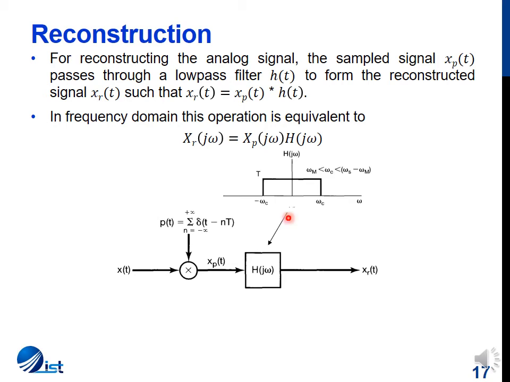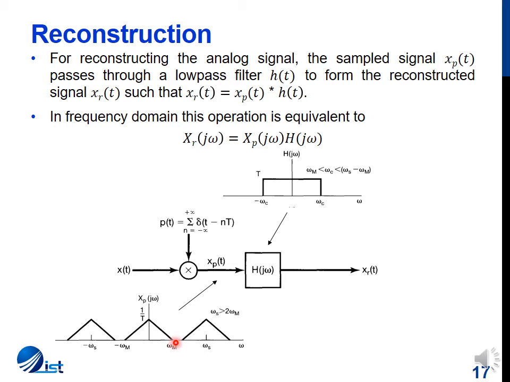So we have a filter which is defined between the frequencies minus omega c to omega c, such that the cutoff frequency omega c of the filter varies between omega m and the replica, the other version of the signal, omega s minus omega m. So it could be anywhere in between these two frequencies. This is the input signal, the xp of j omega, or the input signal to the filter.